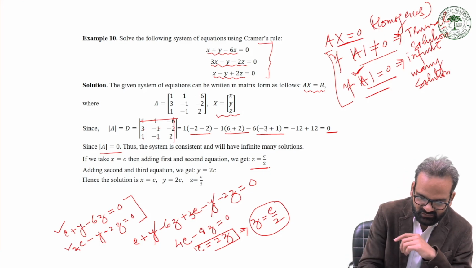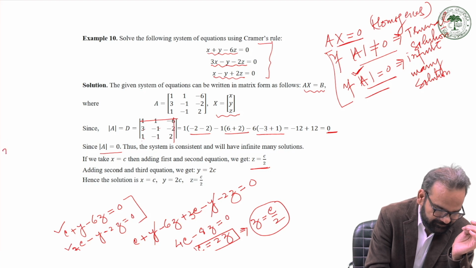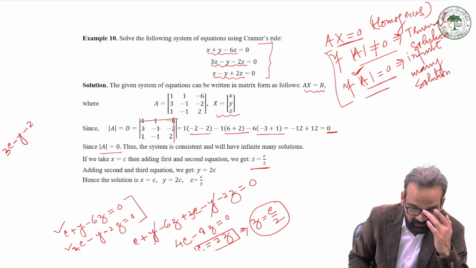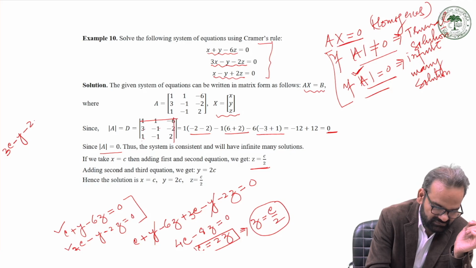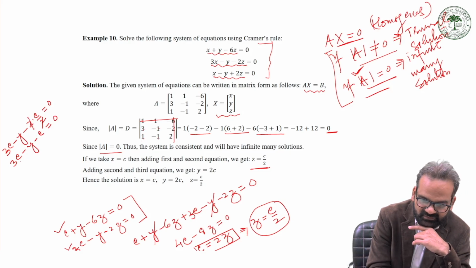See, what is equation number 2? This is 3c minus y minus 2. What is the value of z? Z is equal to c by 2. So into c by 2, this equals 0. You will get here 3c minus y minus, this will cancel out, c equals 0. This is your equation number 2.